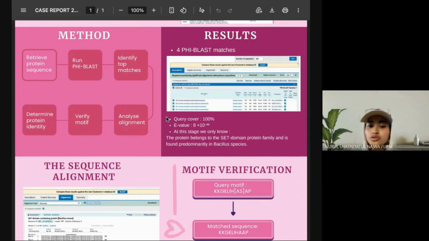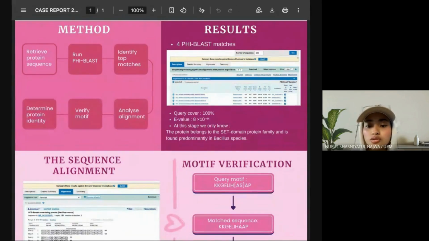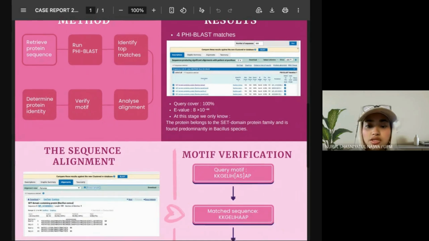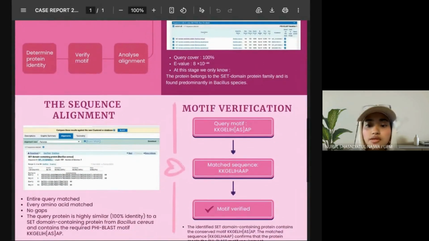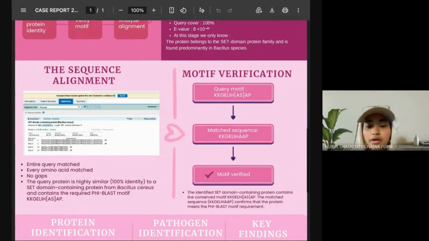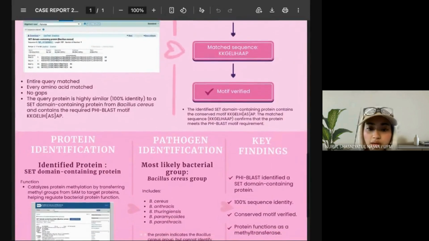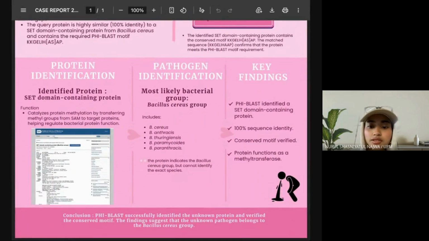The analysis also showed that the bacteria most likely belongs to the Bacillus cereus group. This group includes Bacillus cereus, Bacillus anthracis, Bacillus thuringiensis, and several related species. However, PHI-BLAST cannot tell us the exact species because they have very similar protein sequences. In conclusion, PHI-BLAST successfully identified the unknown protein and confirmed that the pathogen most likely belongs to the Bacillus cereus group. So that's all for me. Thank you.